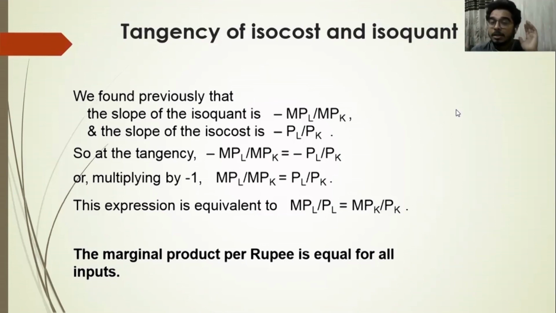Again, I repeat, the marginal product derived from one unit of currency spent on that particular input of production should be equal for all these inputs. Then we can achieve the equilibrium.